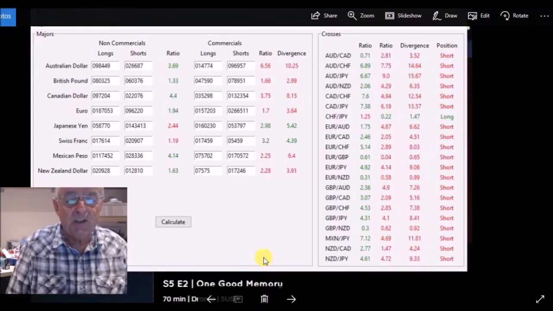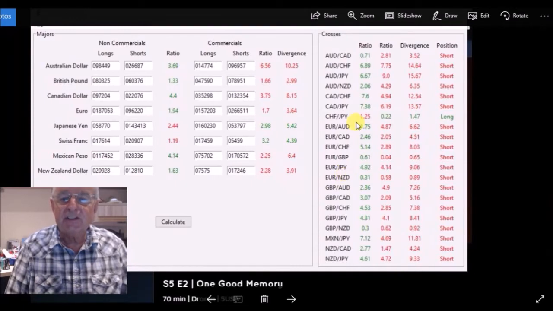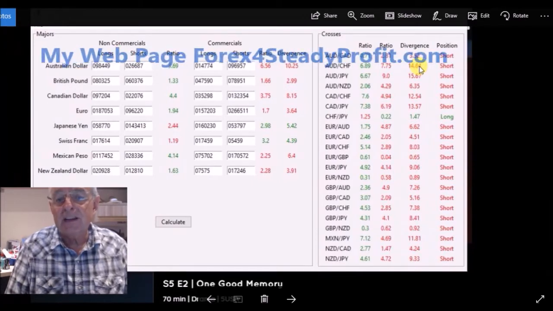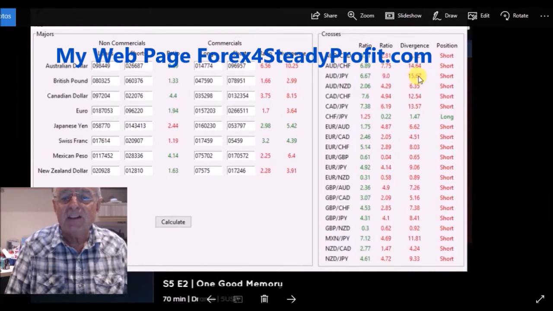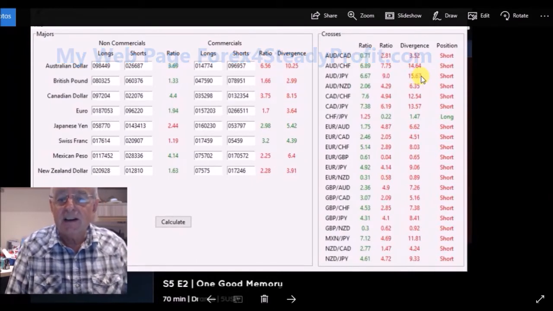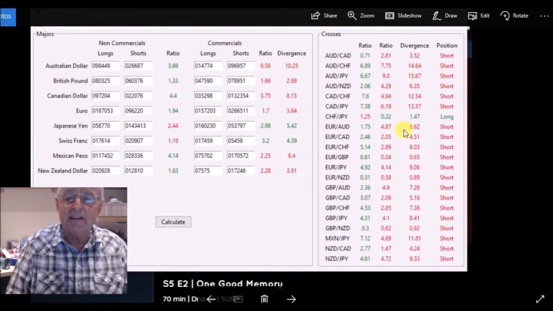Last bit of information, this is Ludwig's divergence calculator, and it works really well, and this helps us with the crosses. These are the currencies against the US dollar, and here we have the crosses calculated, and it gives us a divergence value between the commercials and the non-commercials, and it shows some of the pairs that are of more interest than others. A very useful tool, only available on the Members Centre.